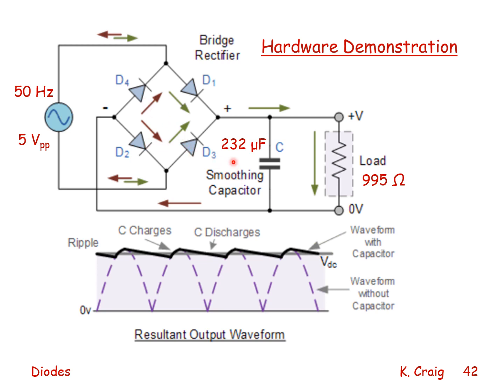My smoothing capacitor is a 232 microfarad capacitor. My load resistance is a 995 ohm load resistor. What I expect to see is a waveform with a capacitor that looks like this, with very little ripple. This is the resultant output waveform.